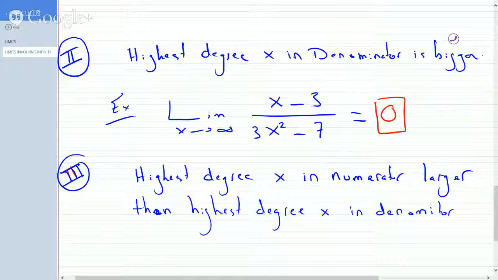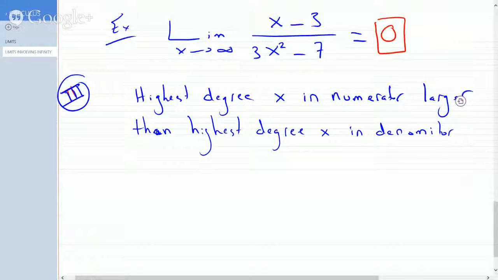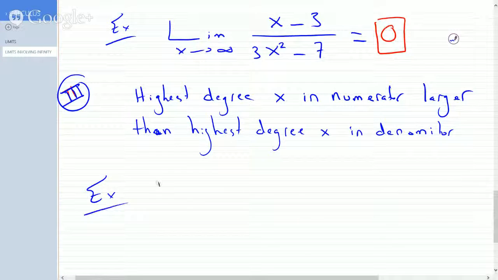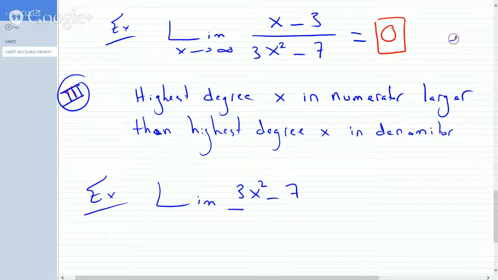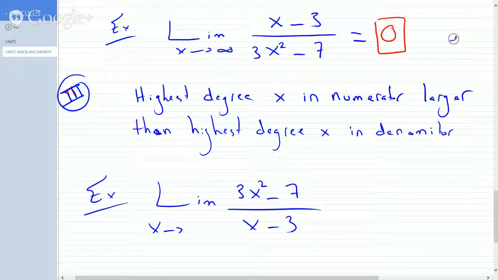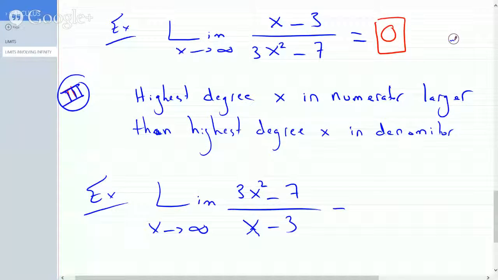Okay, so let's go straight to the example. It's like this flipped. So, example, what's the limit? I'll just take this and flip it: 3x squared minus 7 over x minus 3 as x goes to infinity. The highest degree x in the numerator is x squared, the highest degree x in the denominator is x. So x squared is bigger than x. What do you think the answer is?